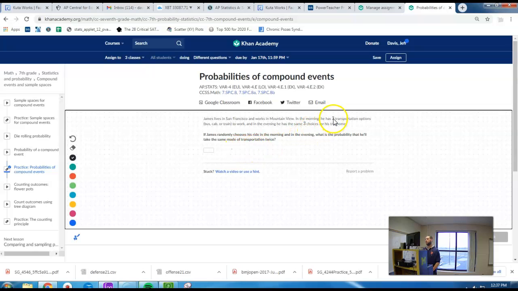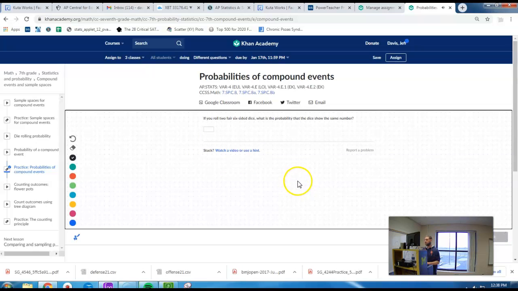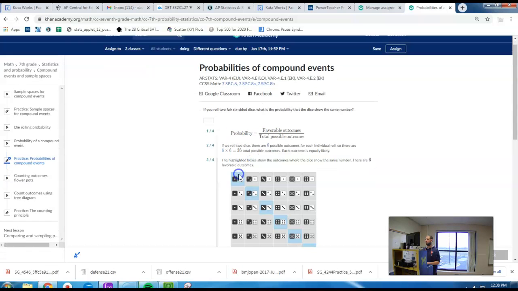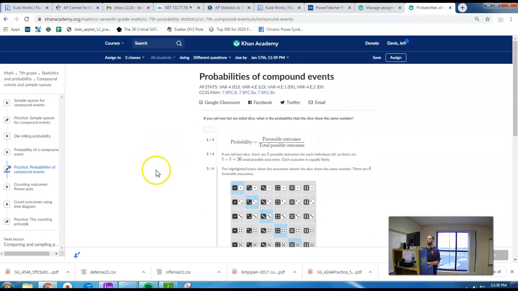Okay, so no matter what he chose in the morning, I don't care what he chose. It's not saying what's the probability of bus, for example, or cab. It's just saying what's the probability they're both the same. So it doesn't matter what I chose on the way there. There's a 1 out of 3 chance that I pick the same thing on the way back. Like once I'm there, there's only 3 options. On the way back, 1 of 3 of them are the same. So you would go, I don't want to draw out 36 different branches. But here they are. So here's the 36 combinations of dice. 6 of them are doubles. So that'd be your answer.